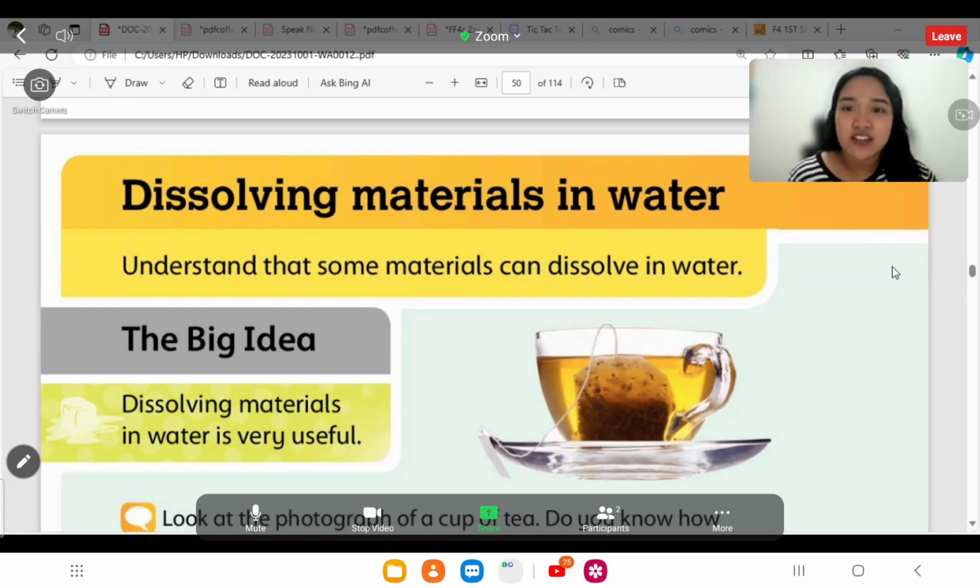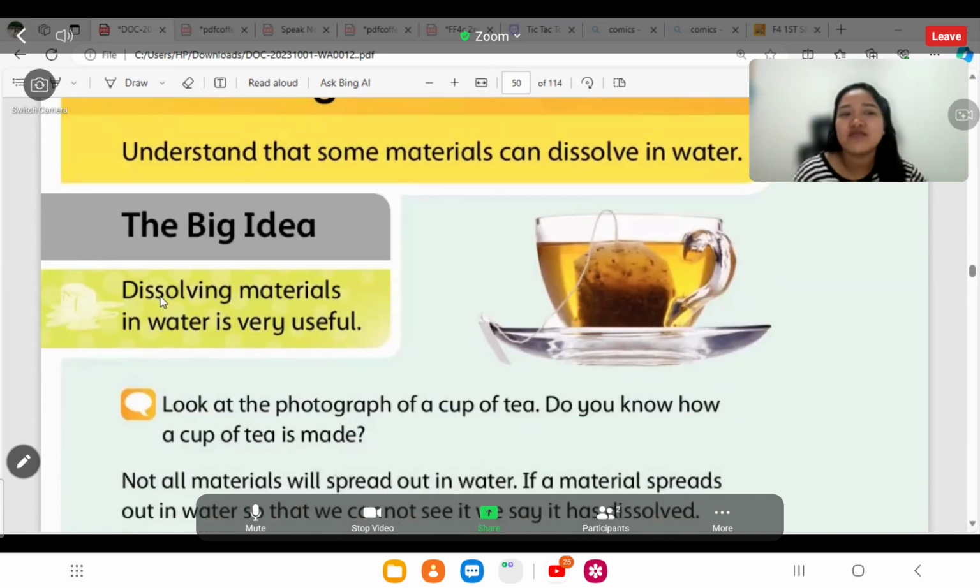Materials in water. Okay. So in this topic, we understand that some materials can dissolve in water. So our big idea here, Isabel, is dissolving. Dissolving materials in water is very useful. Just look at the picture. What is this? Do you know what's in the picture, Isabel?